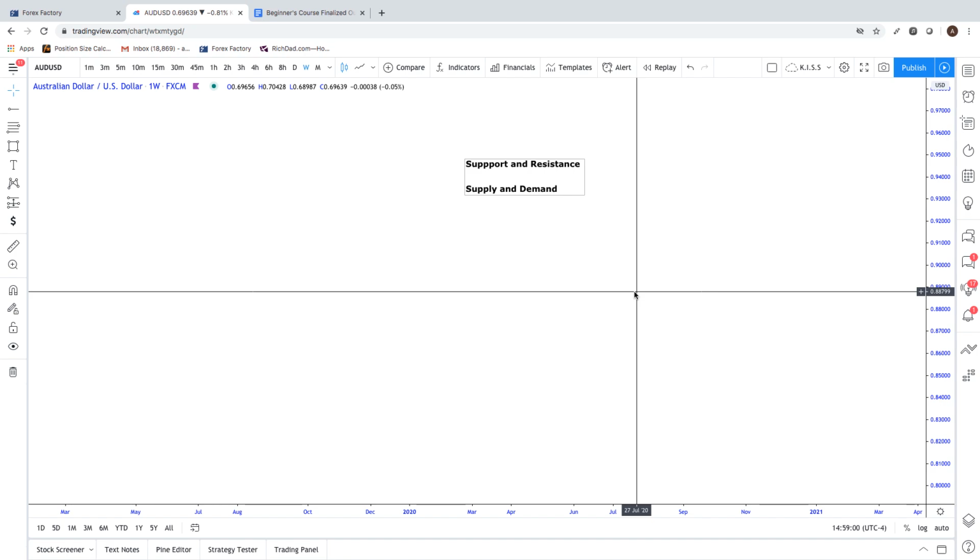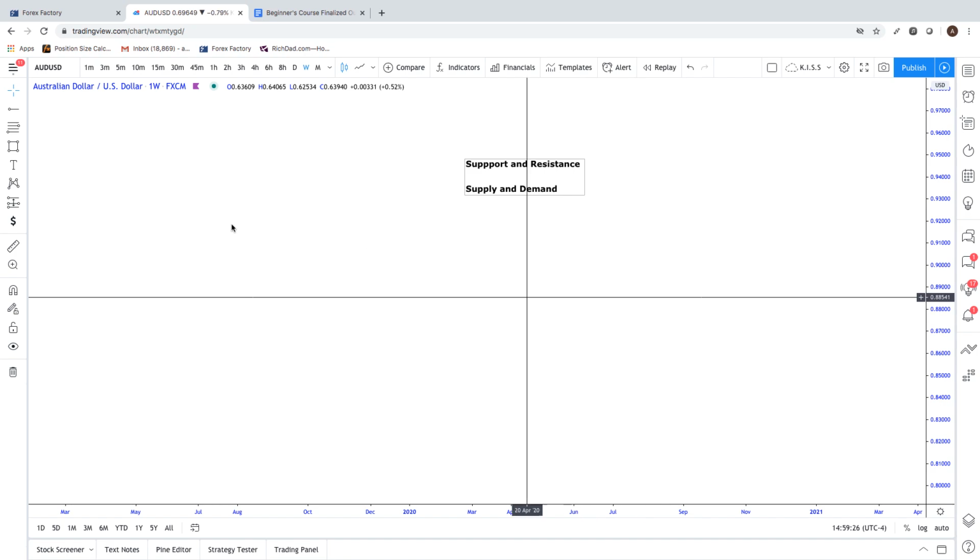In this video we're going to be talking about the concepts of support and resistance and supply and demand, as well as plotting key levels of support and resistance or supply and demand on your charts. These concepts, at least the concept of supply and demand, you are more than likely familiar with. But we're going to take that and apply it to the forex market.